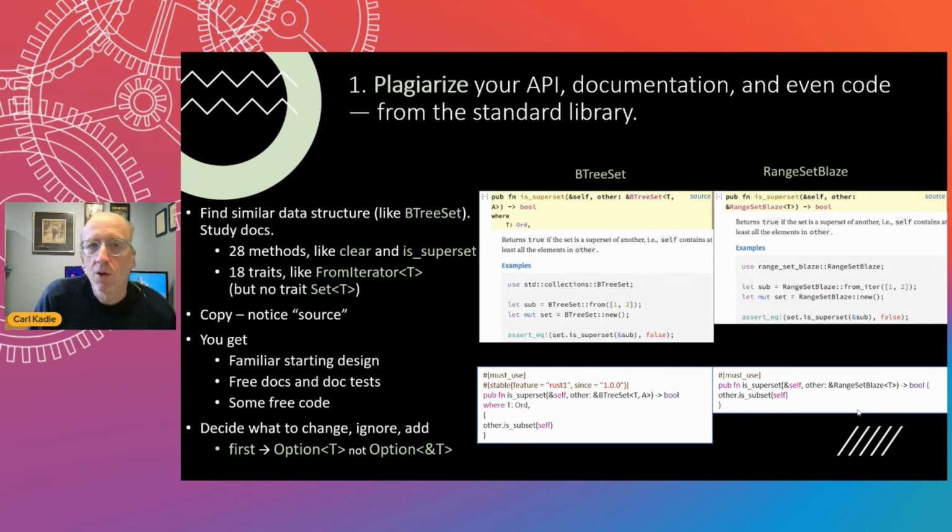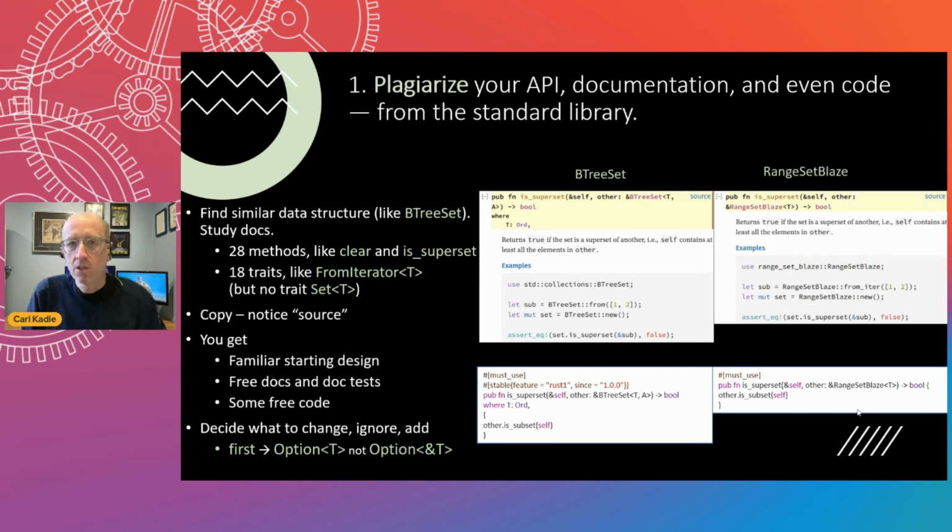So the first rule is that you should plagiarize as much of your program interface, your documentation, and even your code as you possibly can. In particular, the standard library is a good place to plagiarize from. If your data structure is similar to something that's already in the standard library, in my case, I'm representing sets of integers. BTreeSet in the standard library is also good at representing sorted sets. So I should plagiarize as much of BTreeSet as I can.